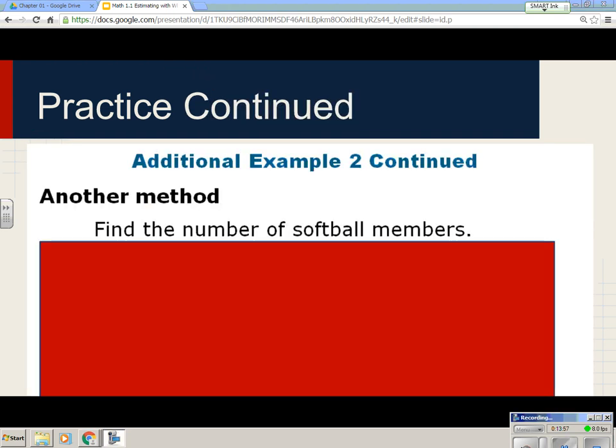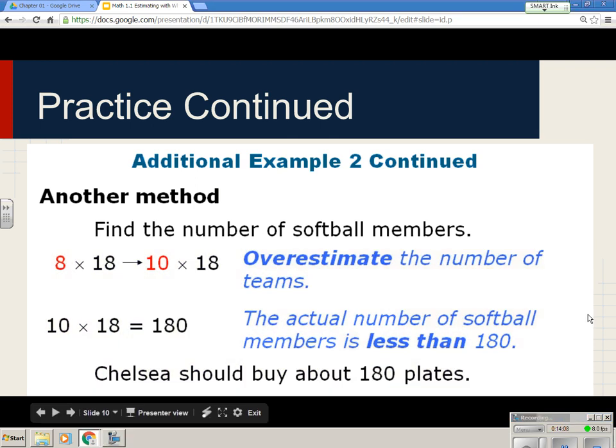Okay, not to confuse you, but let me show you another method. You don't have to write this down. Again, 18 members on 8 teams. Chelsea needs to buy enough plates. What could she have done? Well, she could have overestimated again, but instead of changing 18, she's going to change the number 8, the number of teams, to 10 teams.